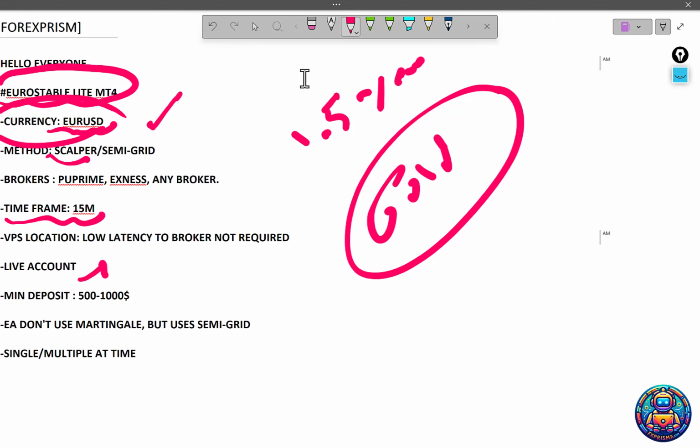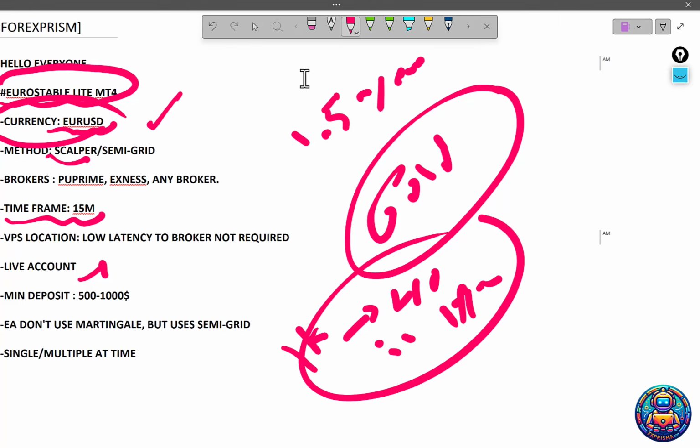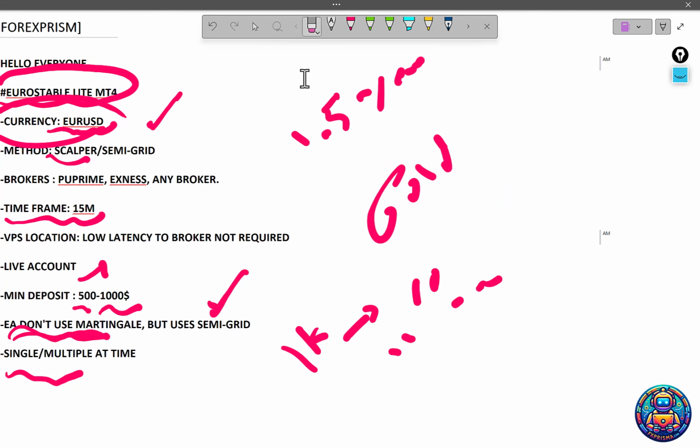It basically flipped 1k to 14k in just 1 year on live result or live account, and the minimum deposit you can use is 500 to 1000. The EA is not using martingale, but it does use the grid system. It can be single and multiple trades on at a time.